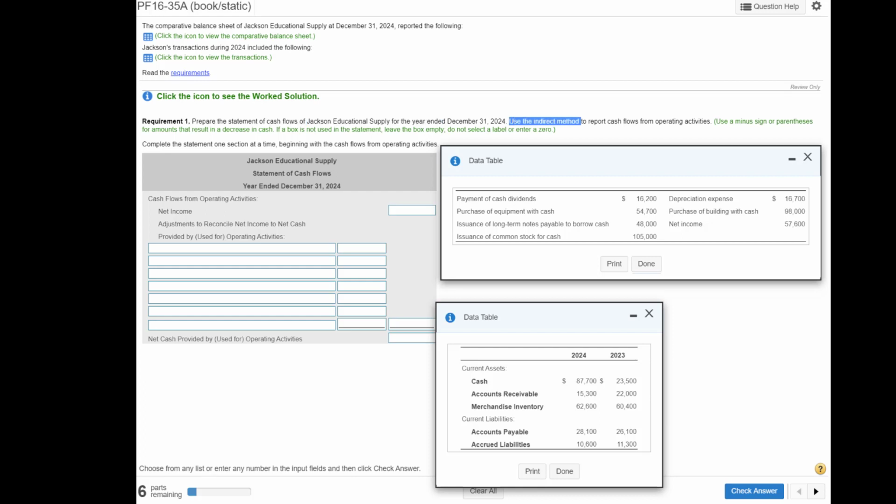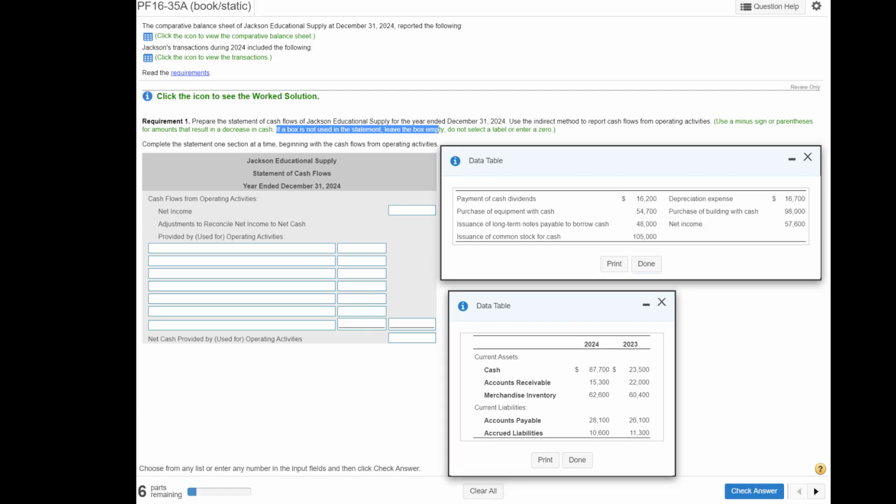Use the indirect method. For operating activities, use a minus sign or parentheses for results that are a decrease in cash. And if a box is supposed to be empty, leave it blank. So this should be getting pretty easy. We've done a lot of these statements of cash flows by now.